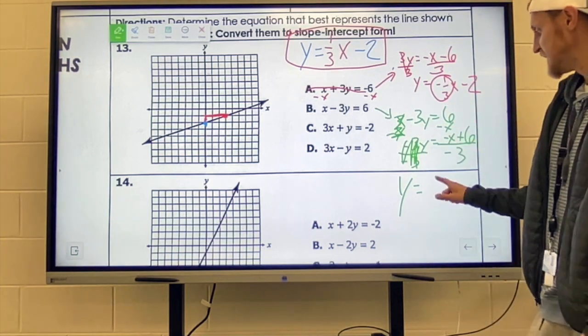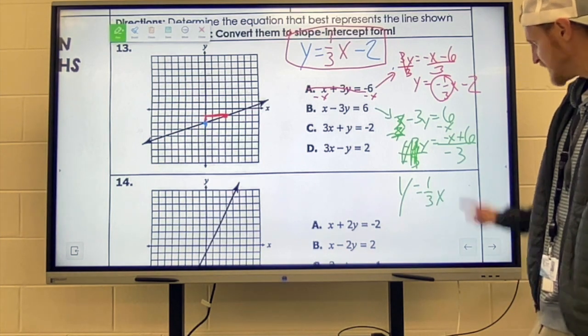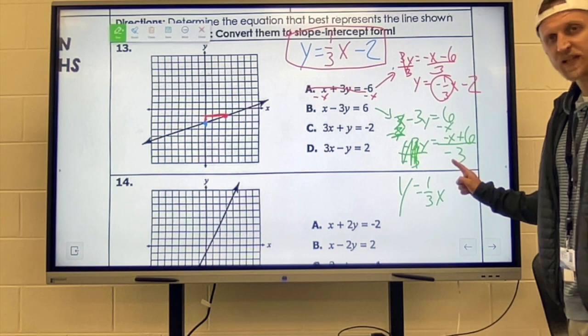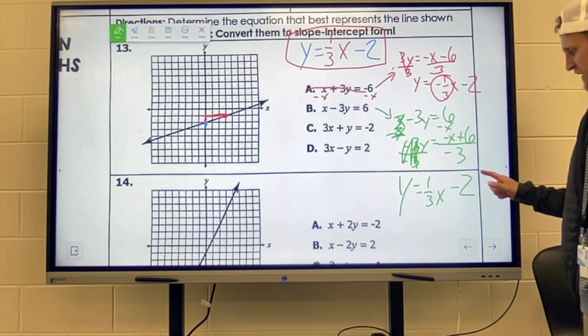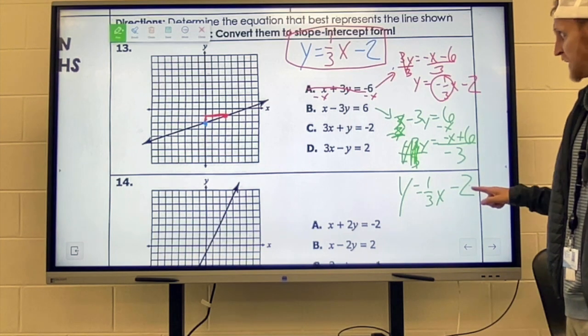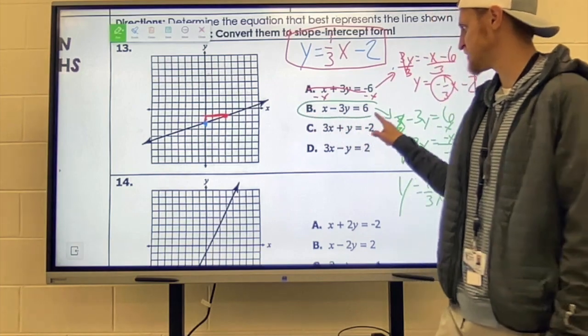Yeah, it's a positive. So that's going to leave me with a positive 1/3x. And then the positive divided by the negative is going to still be a negative 2. Now I've got y = 1/3x - 2, which is the same thing that I started with. And that's how I know to choose this one.